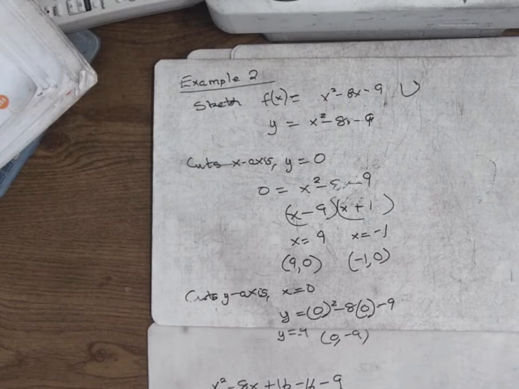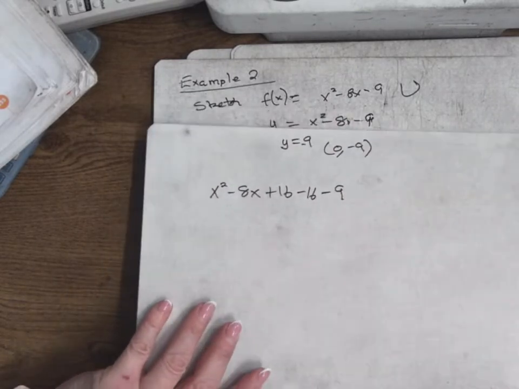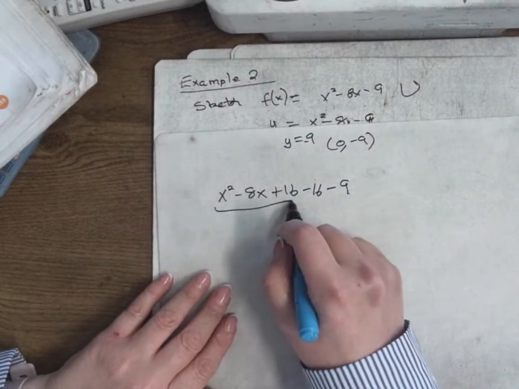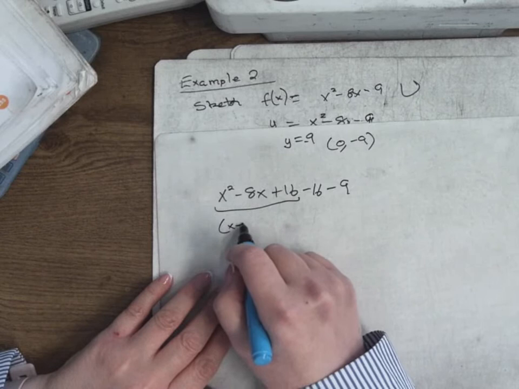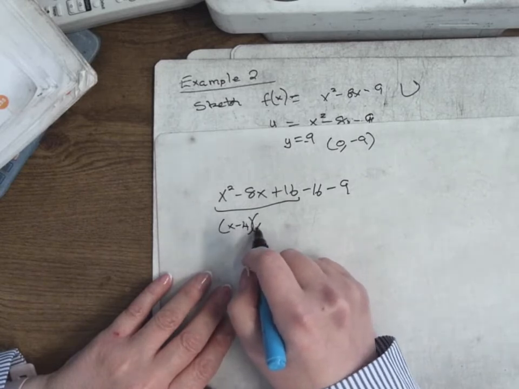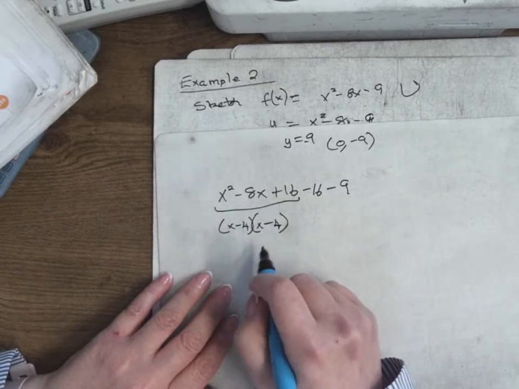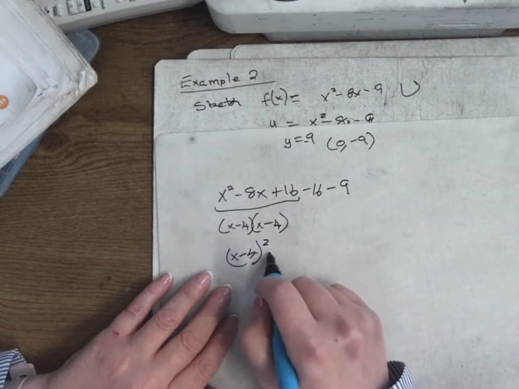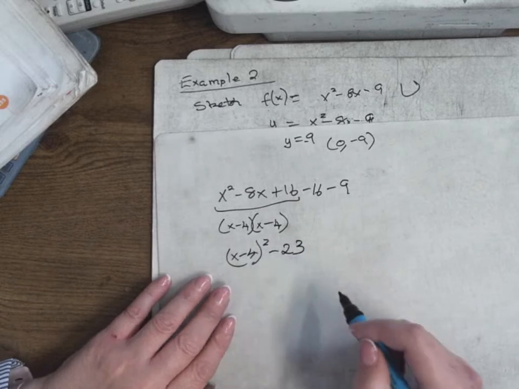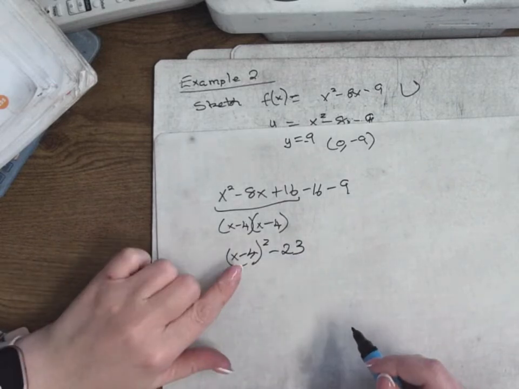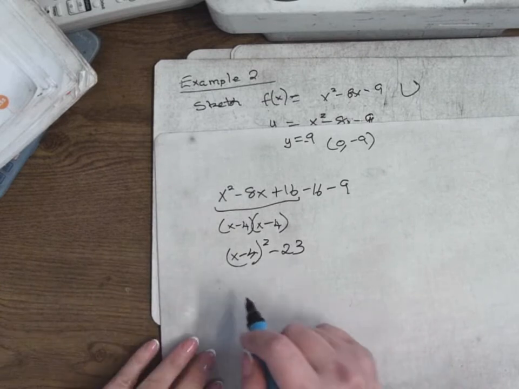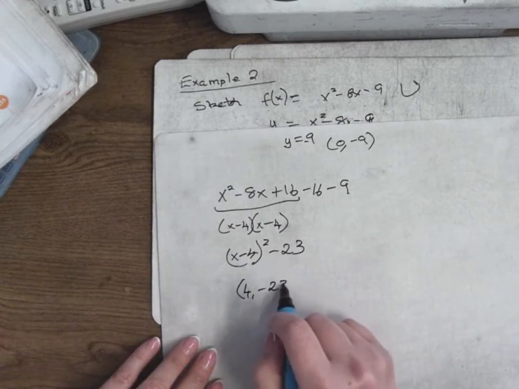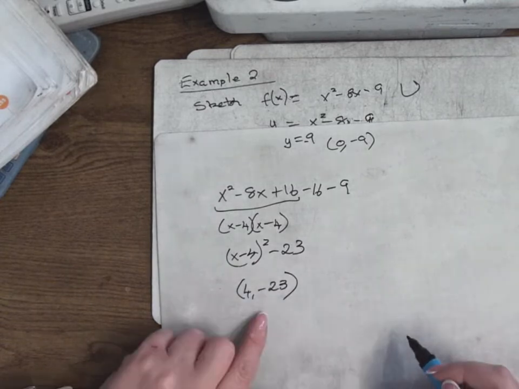Okay, so the first three terms will end up being x minus 4 by x minus 4, which is a perfect square, which is what you planned it to be, because you completed the square. Okay, minus 25. The minimum point is always the opposite sign for x, same sign for y. So the minimum point is 4, minus 25. Is that okay?